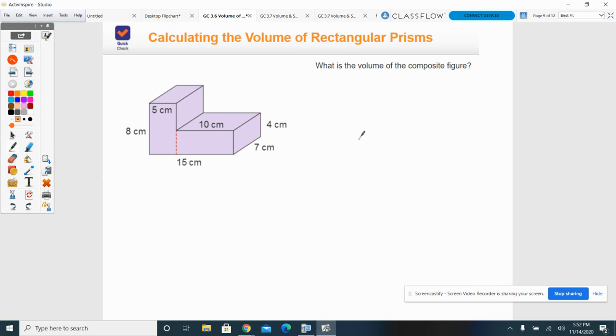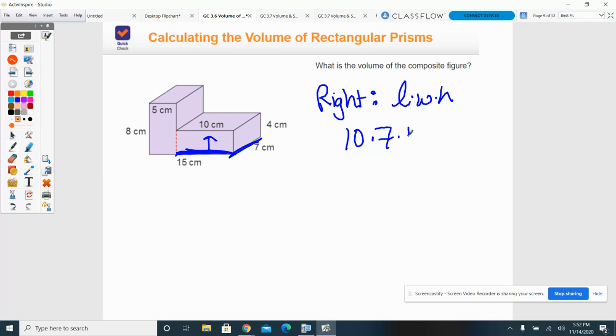Okay, let's do the one on the right first, because that's what we did last time. We're looking for length times width times height, because this is a box and that's the shortcut. This is not 15. You get it from the top, 10 times the width, which is 7, times the height, which is 4. So 10 times 7 times 4 you're getting 280 for the guy on the right.